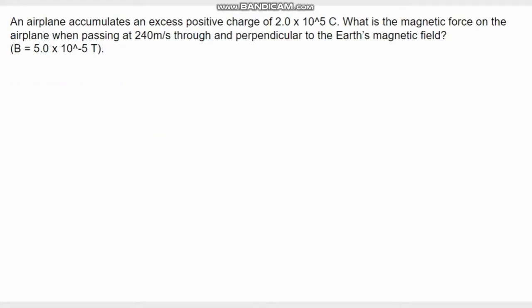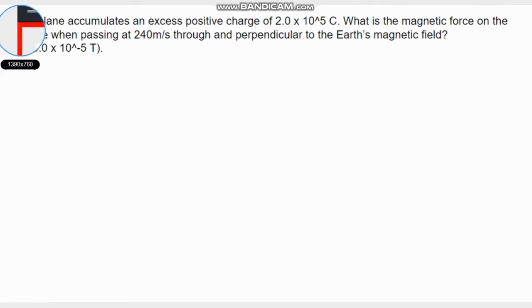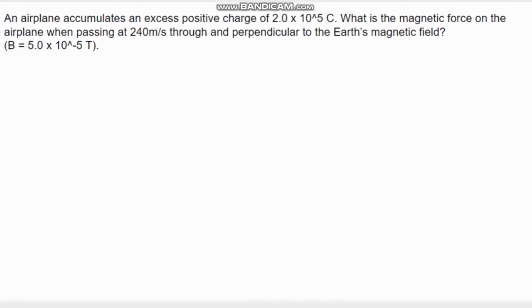An airplane accumulates an excess positive charge of 2.0 times 10 to the fifth C. What is the magnetic force on the airplane when passing at 240 meters per second through and perpendicular to the Earth's magnetic field, which is 5.0 times 10 to the negative 5 teslas?